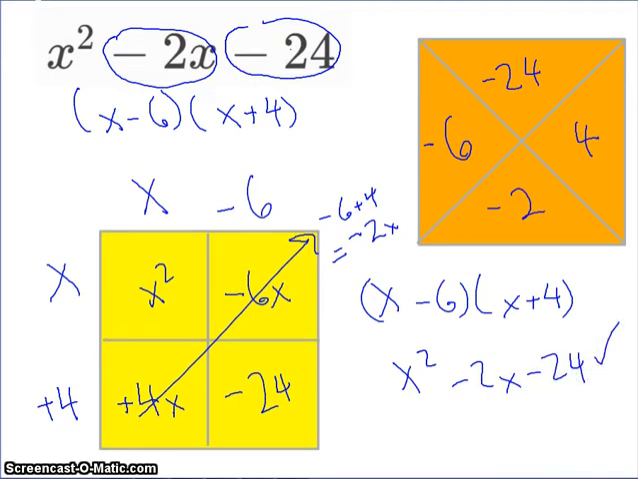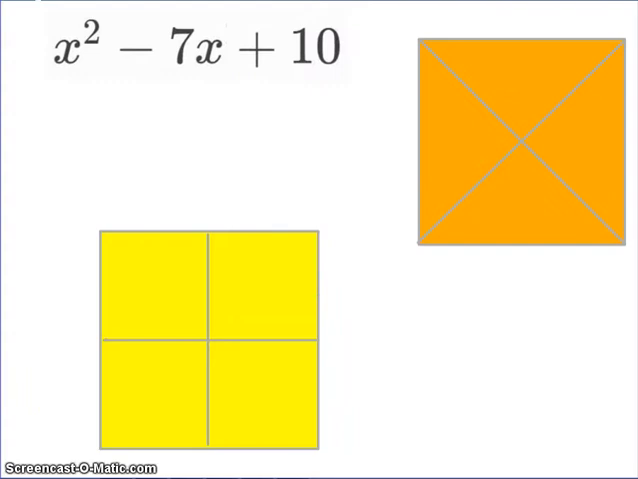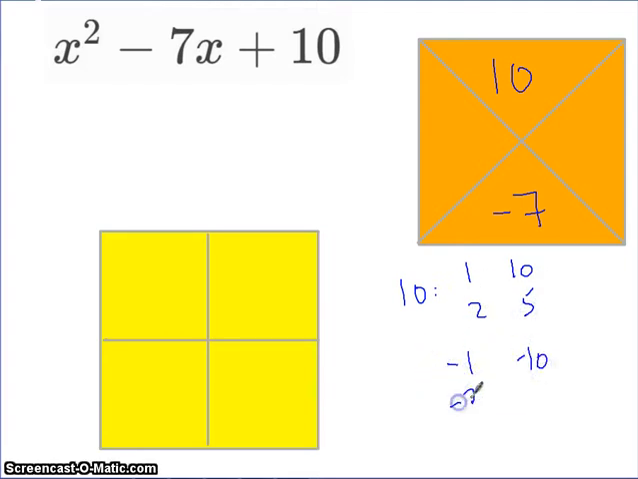Alright, we continue our practice, so pause here. I'm looking for two numbers that multiply to make 10 and add to make negative 7. That seems confusing because this is positive and this is negative. So all of the ways to make 10 would be 1 and 10, 2 and 5, but also negative 1 and negative 10, and negative 2 and negative 5.